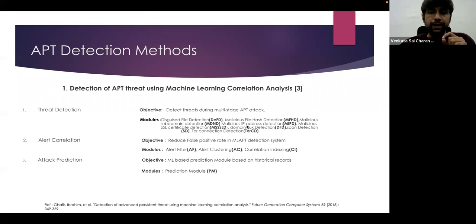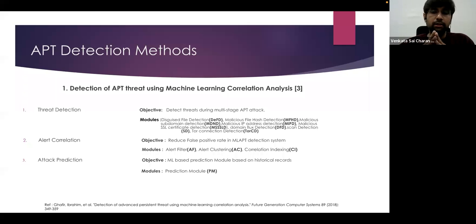And the malicious IP address detection module will try to identify the malicious IPs that every host system in this particular network is trying to connect to. And the malicious SSL certificate detection module: for every connection established, it will try to get the certificate and match those certificates with the blacklisted list of SSL certificates.